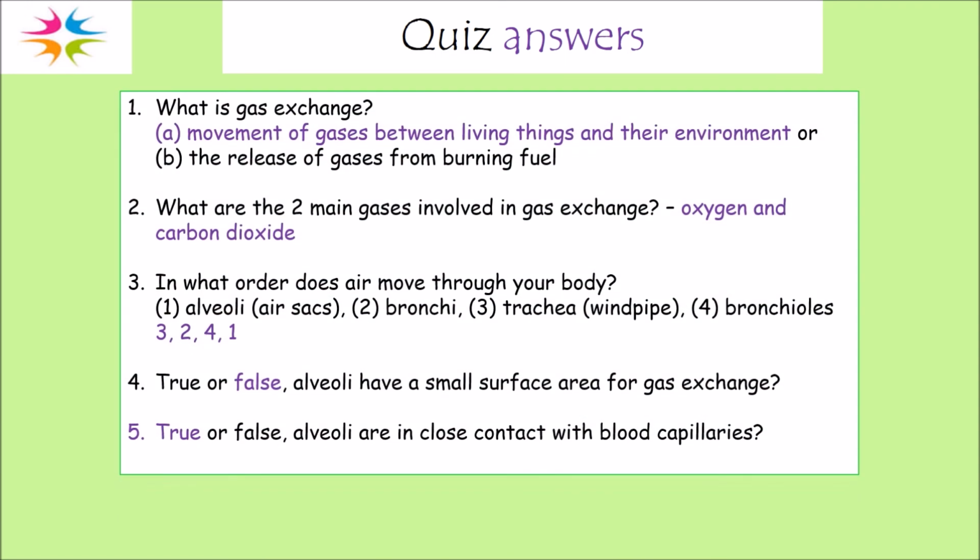So these are the answers. For number 1, it's A. Number 2, oxygen and carbon dioxide. Number 3, it is your trachea first, then your bronchus, then your bronchiole, and then your alveoli. And number 4 is false, and number 5 is true.